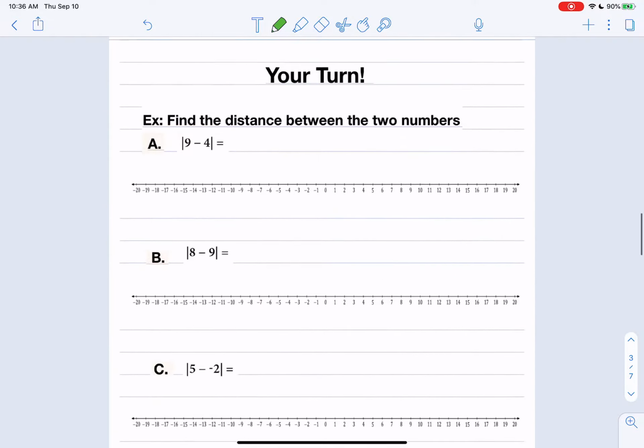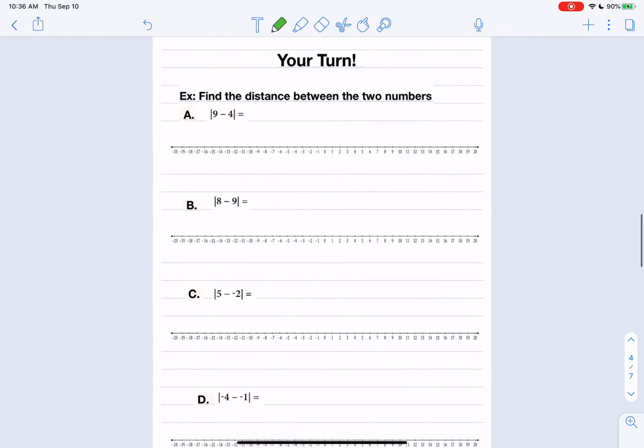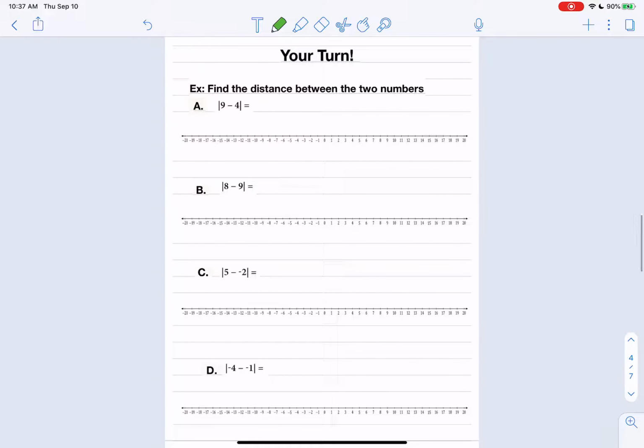Now it's your turn. Go ahead and try to do A, B, C, and D. Pause the video. When you're done solving them, restart the video to see if you got the right answer. Go ahead and pause the video now.